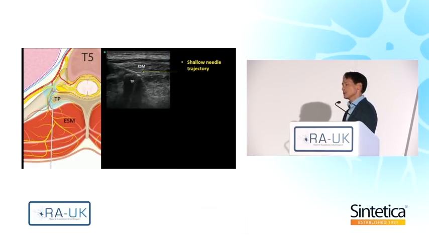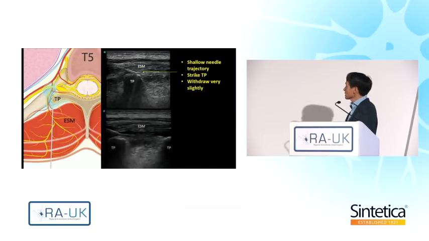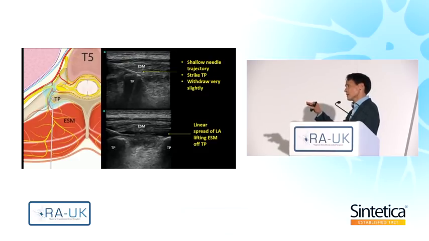You want to use a fairly shallow needle trajectory. Contacting the bone is a useful guide to not going too deep. We advise contacting the far edge of the transverse process because occasionally you may need to slip just a touch deeper to find exactly the right plane. Nevertheless, for the novice, striking the transverse process is a very comforting endpoint. You often have to withdraw very slightly so that you're not embedded in the periosteum of the transverse process. But ultimately, what we're trying to do is to see this linear spread of fluid that lifts the erector spinae off the transverse process. That is our endpoint.